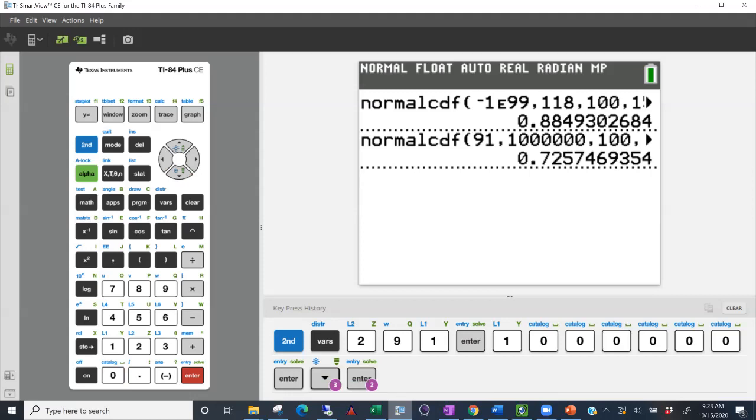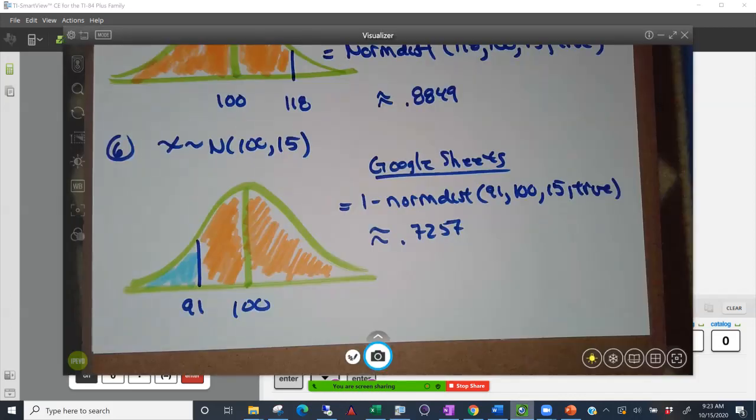I just typed in 1 minus, like how you did in Google Sheets, and it worked too. Okay. You mean 1 minus with the normal CDF? Yeah. Okay, then you probably had like negative 1 E99 and then 91. Sure, that works great. Yeah, that's nice that you can do that kind of mental gymnastics to do it that way. Good job. All right, so how are we doing on those? Doing okay?